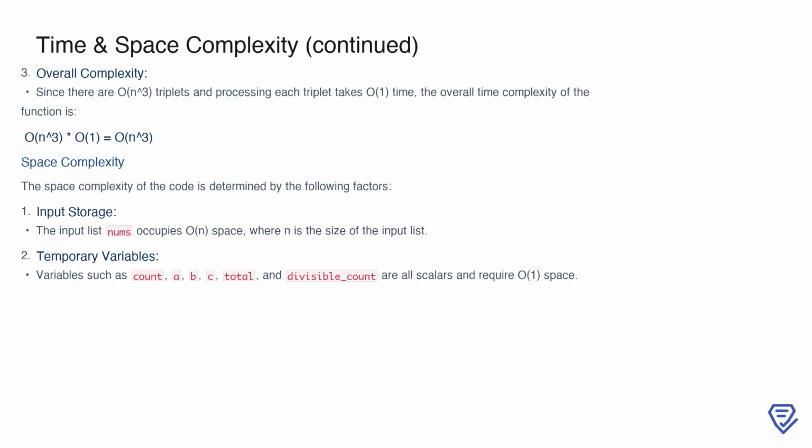Now, shifting focus to space complexity, the memory usage is influenced by a few key factors. First, the input list nums requires O(n) space, where n is the number of elements in the list. Then, there are temporary variables like count, a, b, c, total, and divisible_count. These are all scalars, meaning they require constant memory, or O(1) space, regardless of the input size. We'll now evaluate other memory considerations to finalize the space complexity.